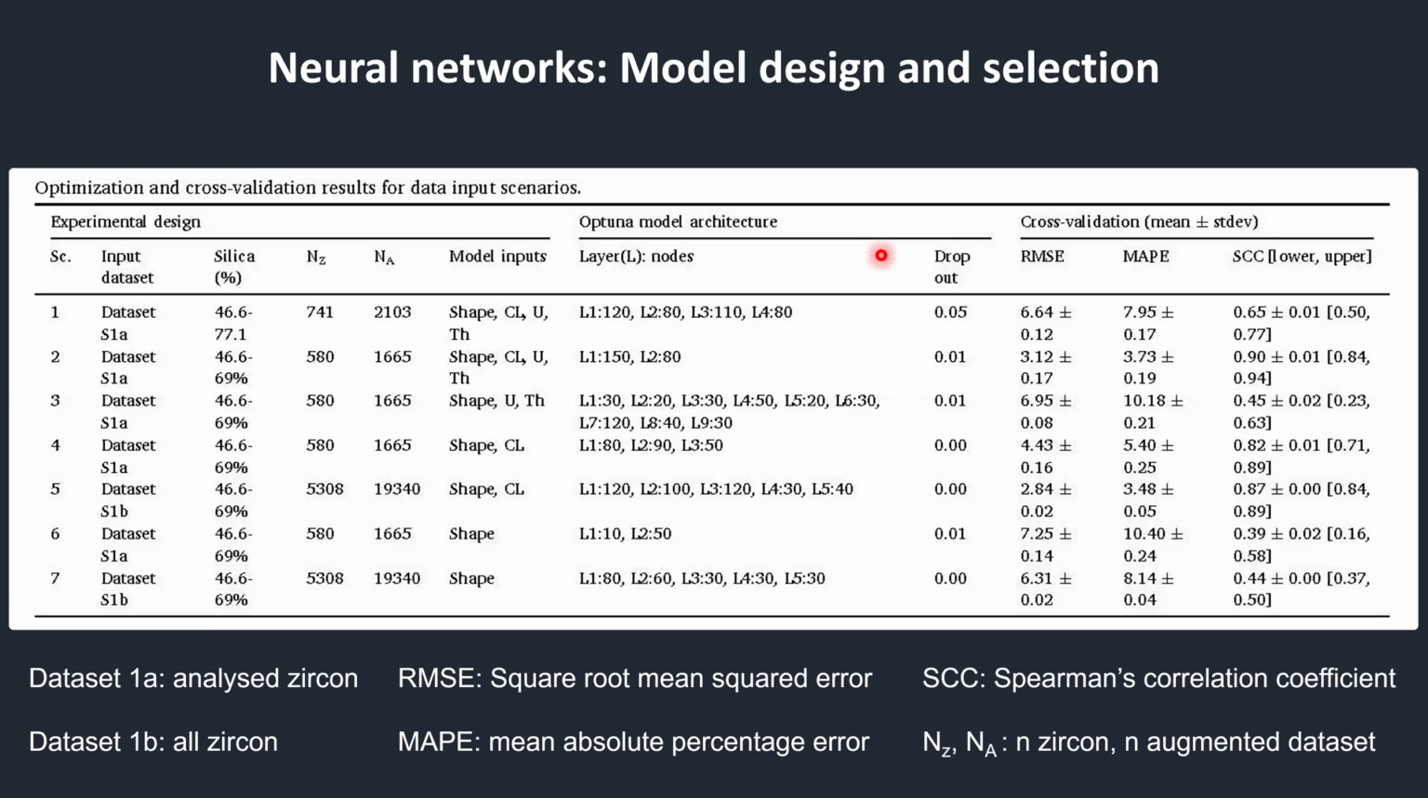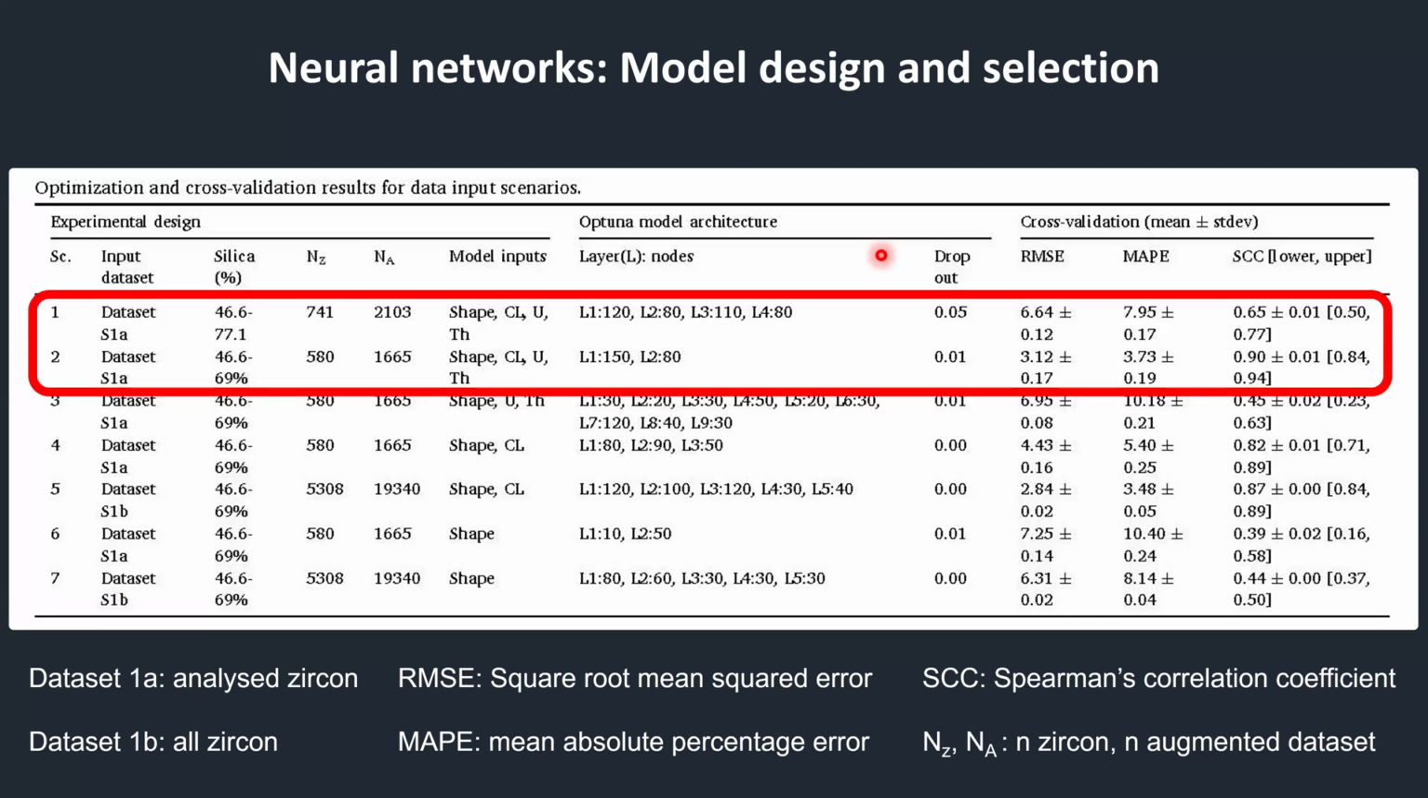Right, so this table comes straight out of the paper. Let's take a closer look. Dataset A1 simply refers to analyzed zircon only. The very first thing we notice is that if we constrain the silica range, we get a much better performance.